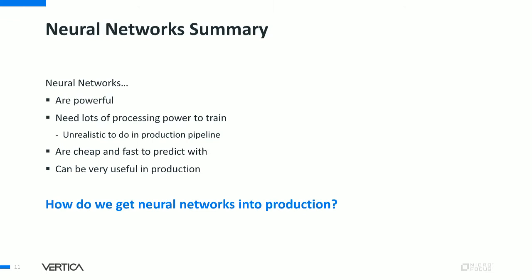So a quick summary on just the neural network section. So neural networks are powerful, but they need a lot of processing power to train, which can't really be done well in a production pipeline. However, they are cheap and fast to predict with. Prediction with a neural network does not require a GPU anymore. And they can be very useful in production, so we do want them there. We just don't want to train them there. So the question is now, how do we get neural networks into production?